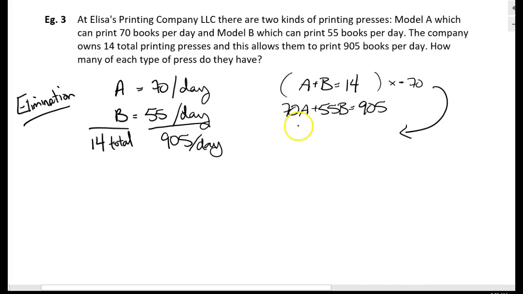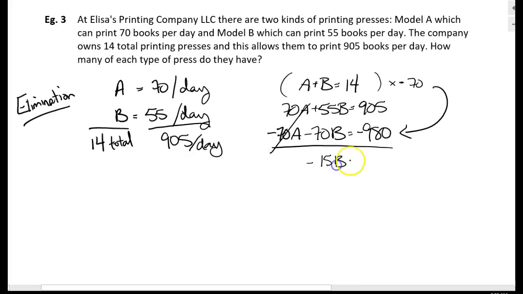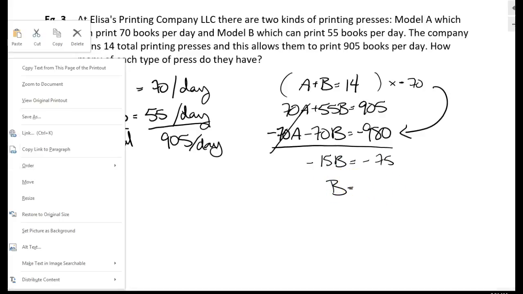70A, 55B, and 905. Now I'm going to have negative 70A because I'm going to multiply this whole equation, left and right, every term, by negative 70, which means I'm also going to be dealing with negative 70B and negative 70 times 14 gives me negative 980. Now I'm going to add these together. So A's cancel out, which is what I wanted. I'm going to be left with negative 15B and a total of negative 75 on the other side. To isolate B, I'm going to divide by negative 15, which gives me 5.